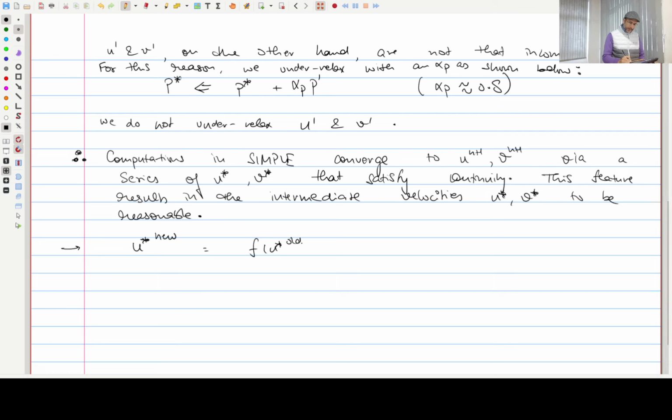u star old, right? So when we get this u star new, we actually under relax it. We say that u star new is equal to u star old plus some alpha times the difference between u star new and u star old. So we solve for the new values in one iteration, but we do not use that u star new. We use a value which is somewhere between u star old and u star new. This alpha typically is 0.5.